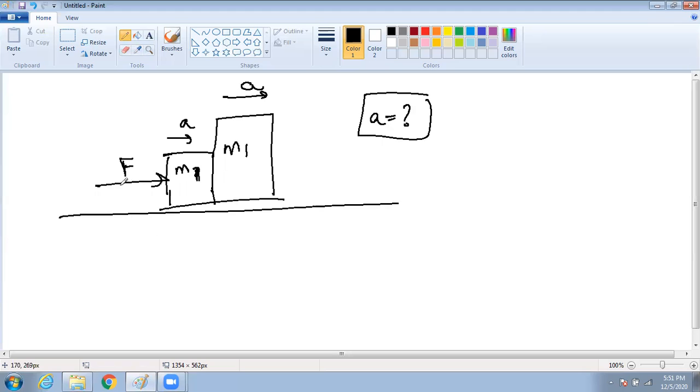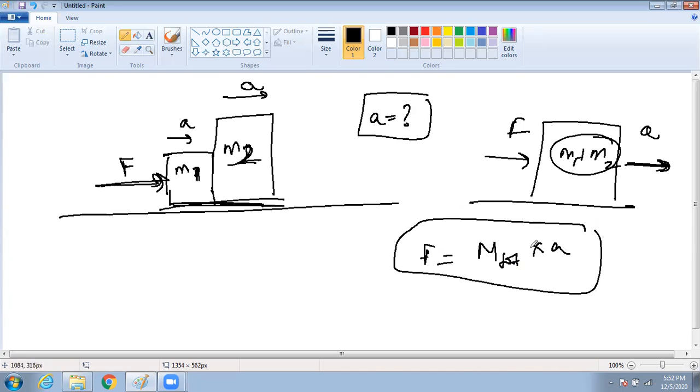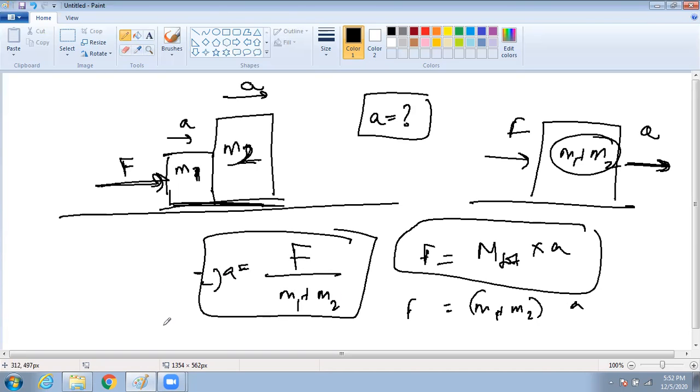See, when I am applying a force, this block together will move. This is M1, this is M2. Both are different masses. Now can we consider this mass as one single mass, M1 plus M2? Yes, sir. That means if I'm applying F, this will be moving with some acceleration. So F is equal to total mass M total into acceleration. So what is M total? M total is M1 plus M2. So what is the acceleration? The acceleration will be F by M1 plus M2. Easy.